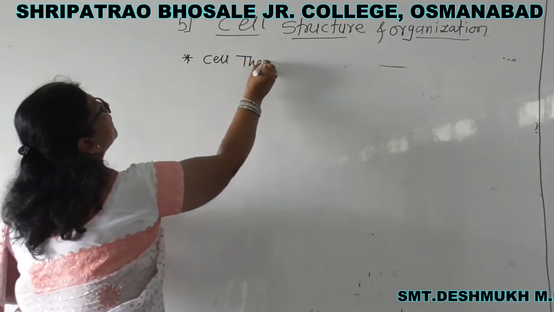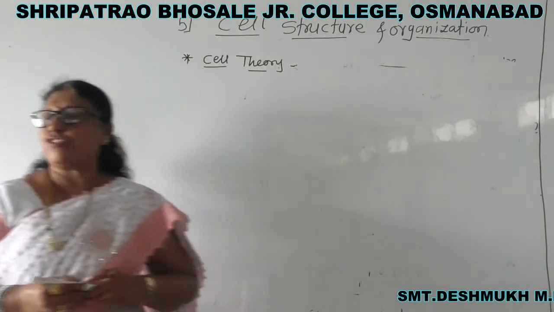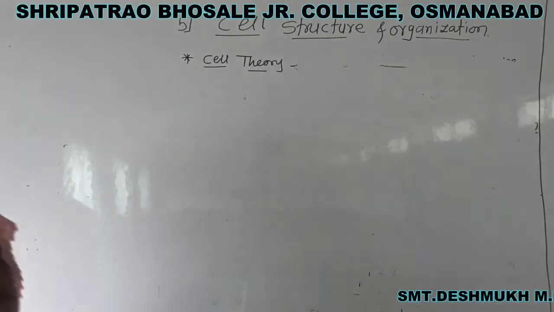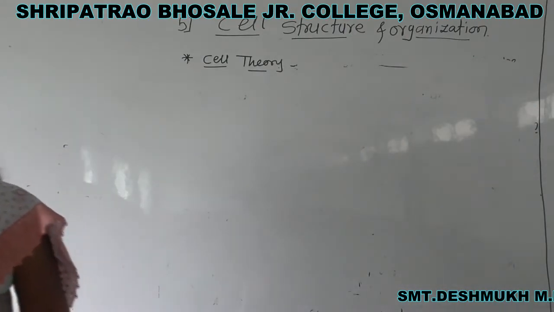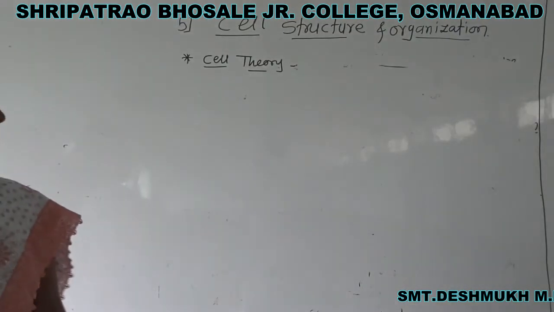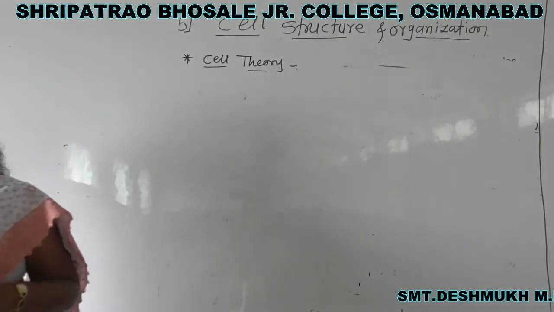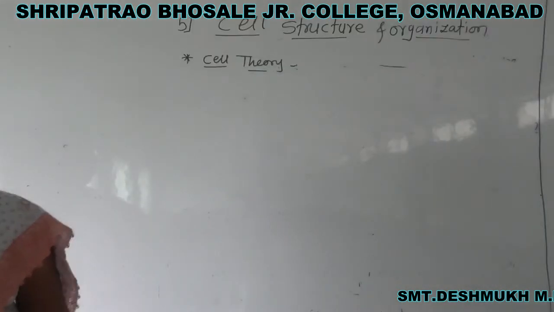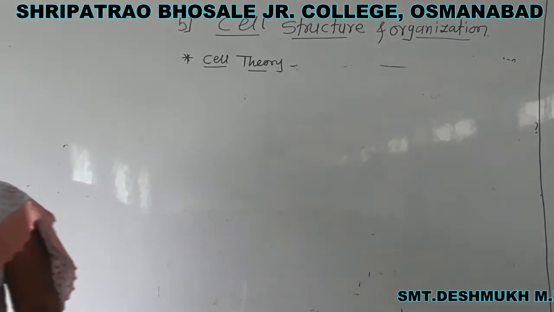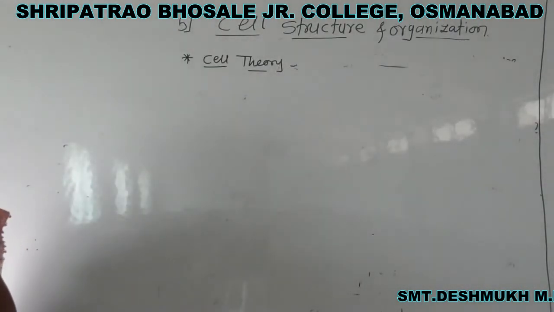Cell theory. The German botanist M. Schleiden in 1838 and the British zoologist T. Schwann in 1839 formulated the cell theory.